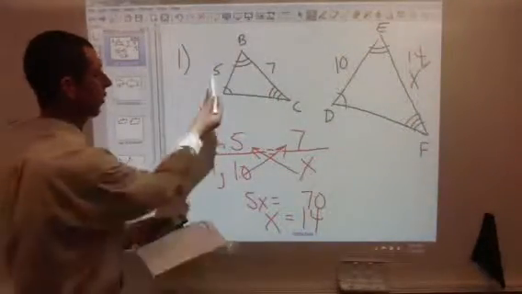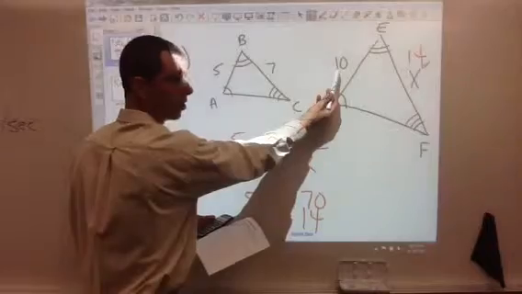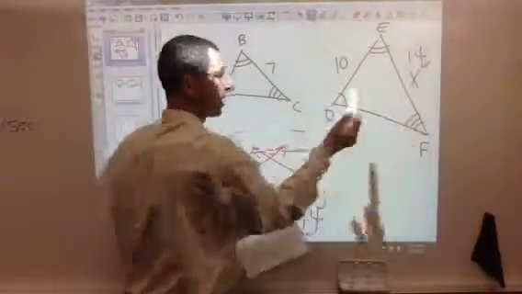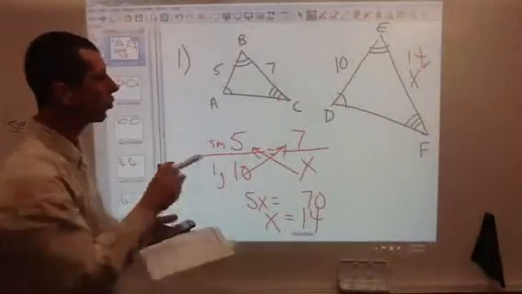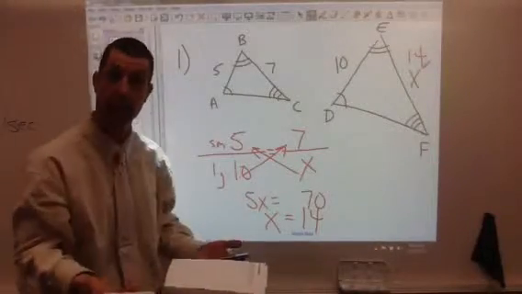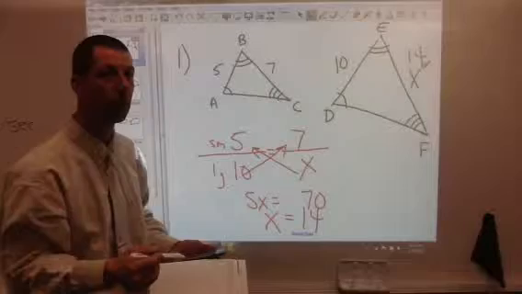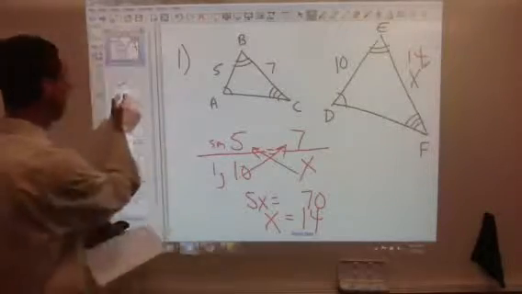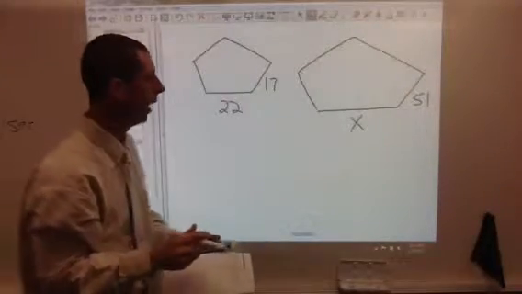And it makes sense: this one is twice as large as this one, so this should be twice as large as that one. So you could solve that one by noticing that it's twice the size as well, but most of them won't be quite like that. All right, here's another one.